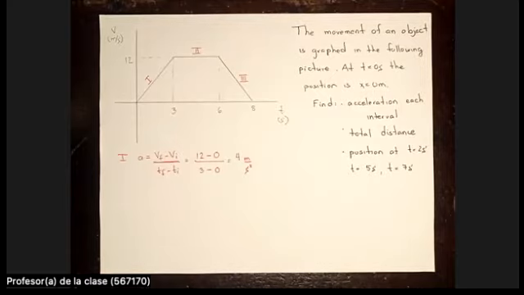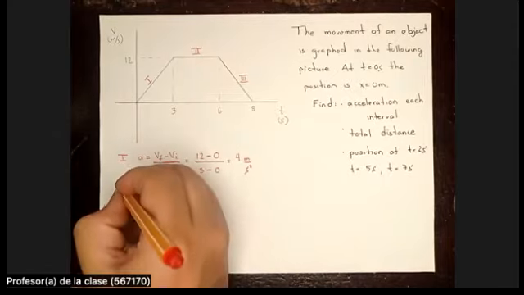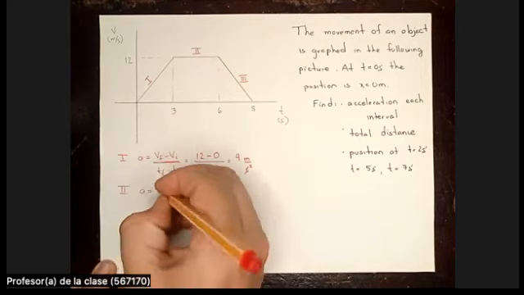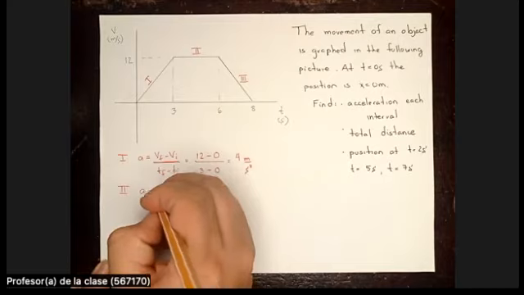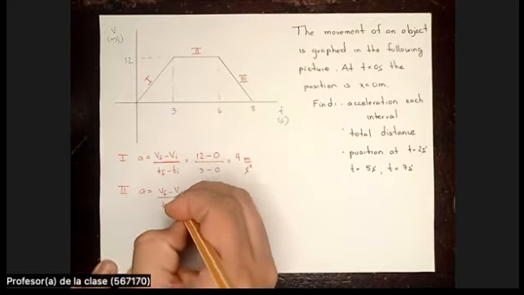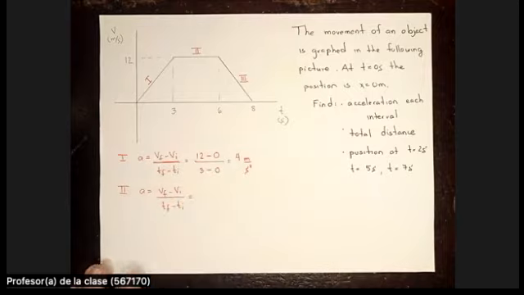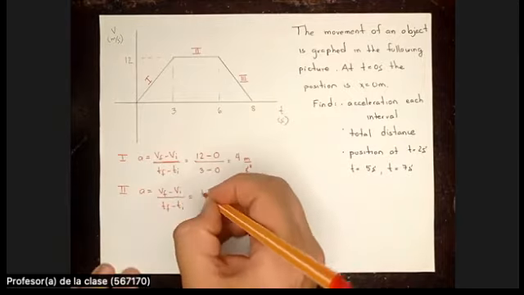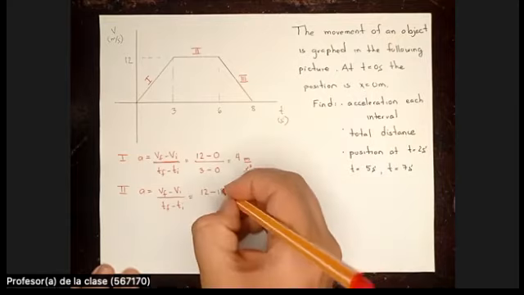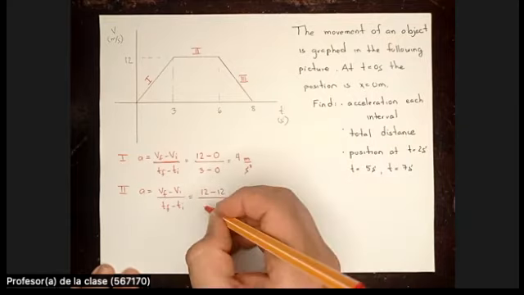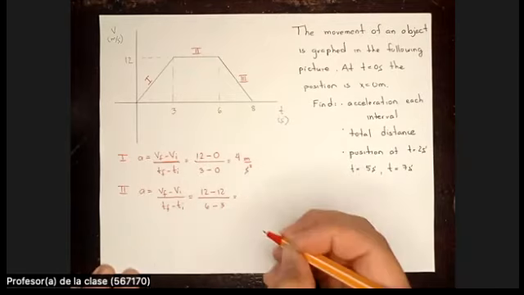Remember, the acceleration of the object will be the slope on a velocity time graph. Units will be meters by the square second. Okay? So let's do the second interval. The acceleration will be final velocity, initial velocity, final time, initial time. Final velocity, 12. Initial velocity, 12. Final time, 6. Initial time, 3.